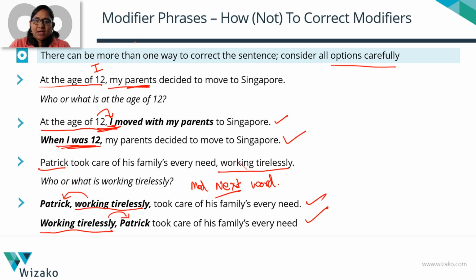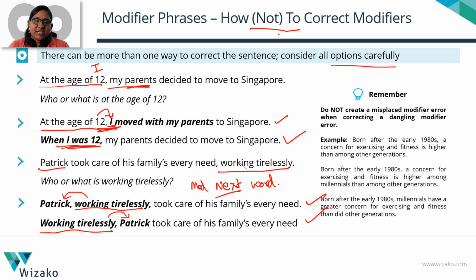One last thing about how not to correct modifiers. Something you have to watch out for. A lot of times when people are correcting a dangling modifier error and inserting a word into the sentence, they will not necessarily insert next to the modifier and they will end up creating a misplaced modifier error. So this is important. This is something you have to watch out for. It's a very common tendency that people have, right?